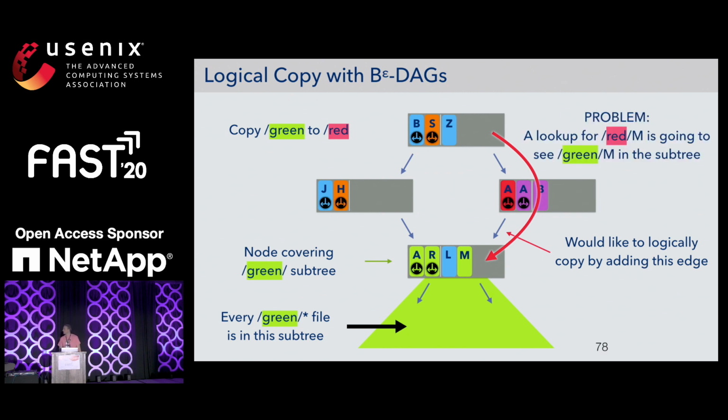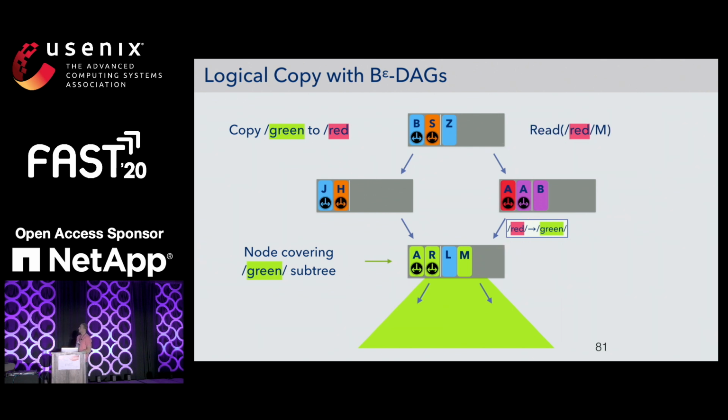But there's a problem here. If we do a lookup for, say, /red/m, which does exist in this subtree, when we get to the subtree itself, it's not going to see anything labeled /red/m. It's going to see stuff labeled /green/m, and so on. So the solution is to include a prefix translation in the pivots. It can be null, but in this case, we add a translation that says, if a lookup is looking for /red and you cross over this pivot, stop looking for /red, start looking for /green.